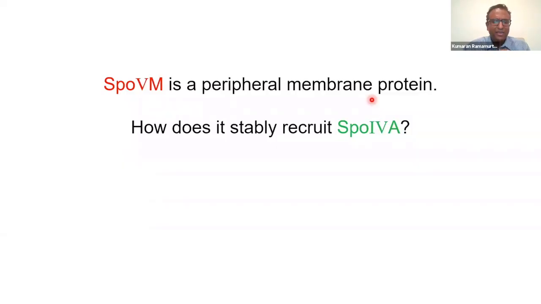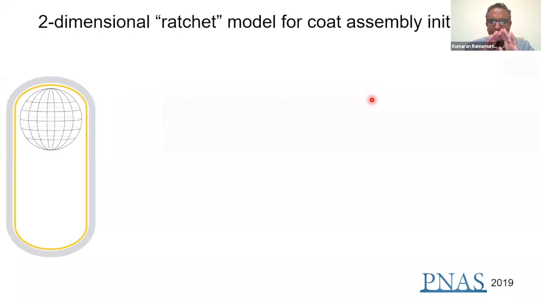So, we have this biophysical problem here where SpoVM, I told you, is a peripheral membrane protein that comes on and off of the membrane. And then the second protein comes and polymerizes, but how does this then stably recruit SpoVA at the right place without getting this promiscuous localization of both proteins everywhere?